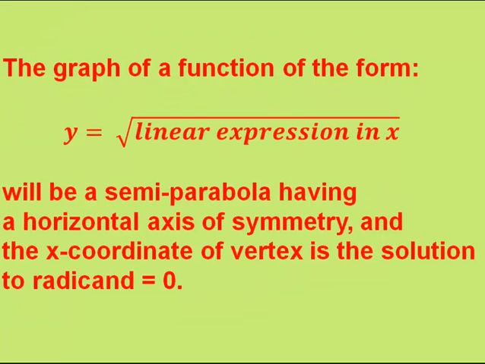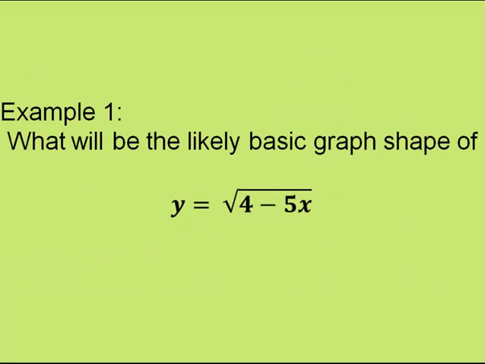Alright, first we have this generalization, and we have used it in previous videos: the graph of a function of the form y equals the square root of a linear expression in x will be a semi-parabola having a horizontal axis of symmetry, and the x-coordinate of the vertex is the solution to radicand equals 0.